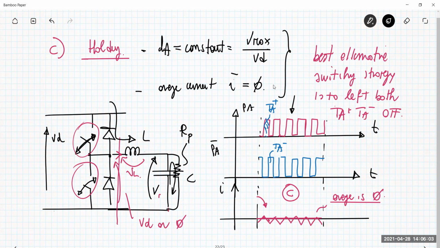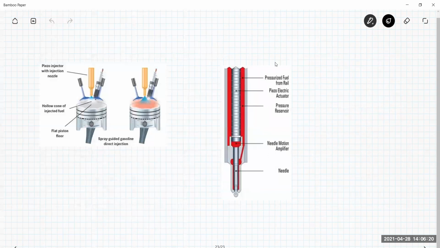The application I have in mind is the piezoelectric injectors for automotive. So let me go to, oh, finally we have this slide. Injectors.